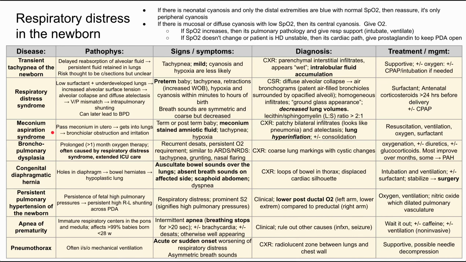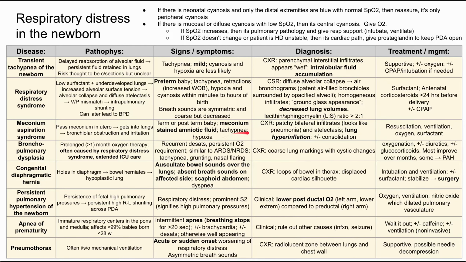Next, meconium aspiration syndrome. Pathophysiology is the baby passing its first stool, meconium, in utero. The meconium essentially gets breathed in by the baby, gets into the lungs. It's sticky and it's messy, and it causes a bronchiolar obstruction and irritation. Signs and symptoms here, this is usually a term or post-term baby. Being a post-term baby predisposes you to passing meconium in utero. Meconium has stained the amniotic fluid, so that might be a clue.